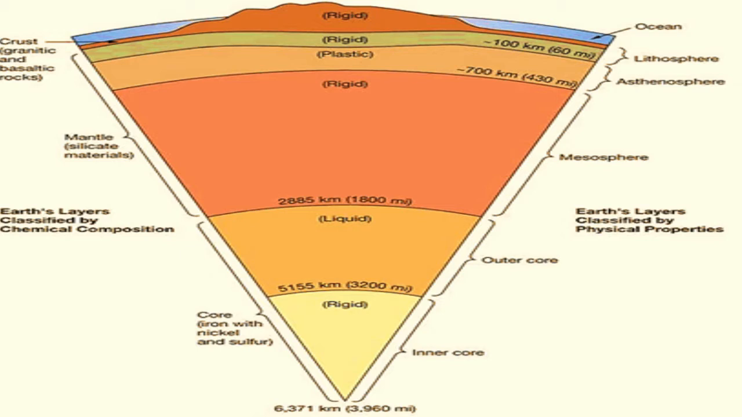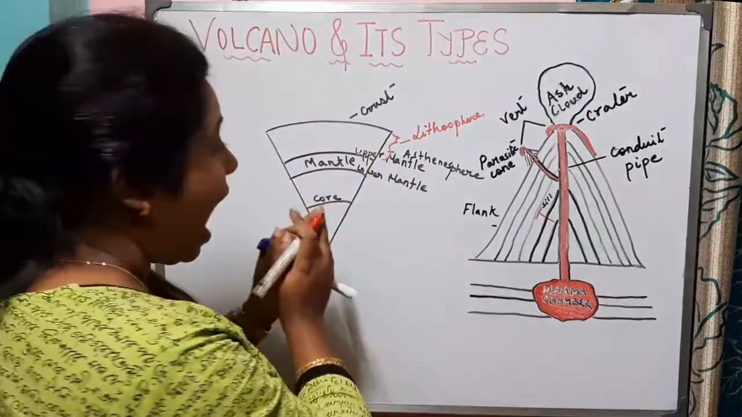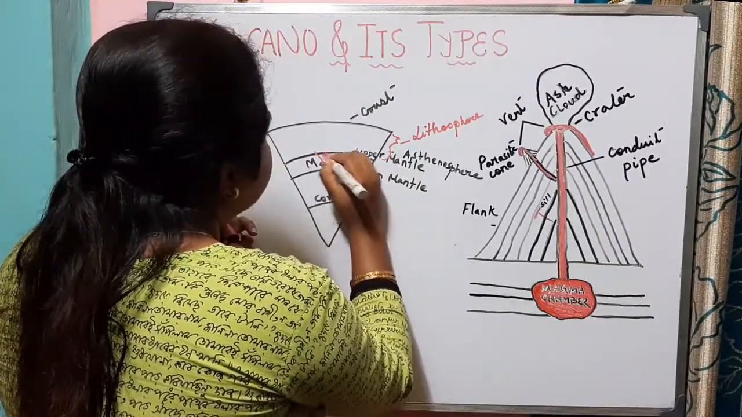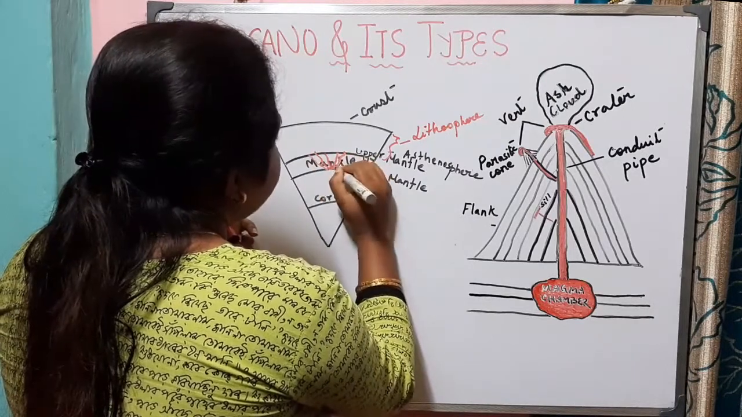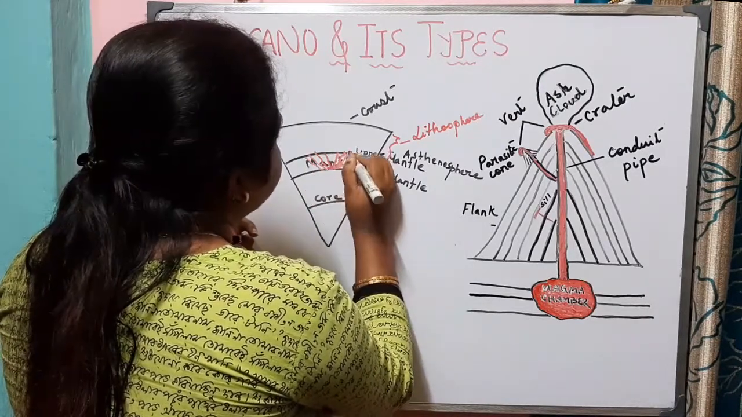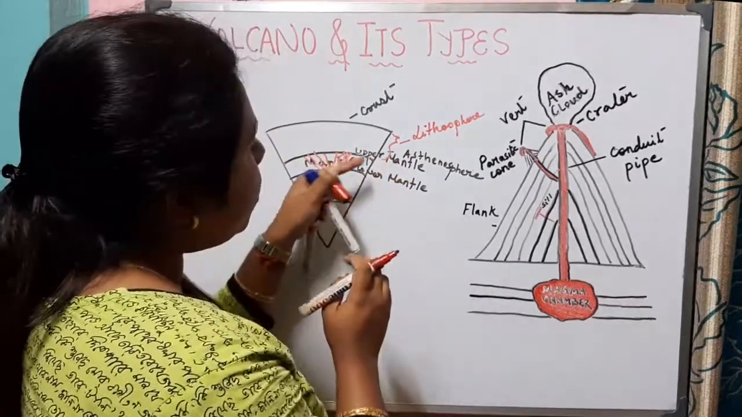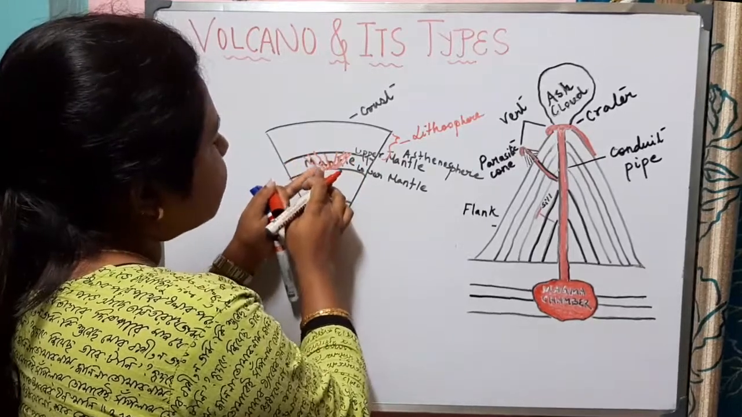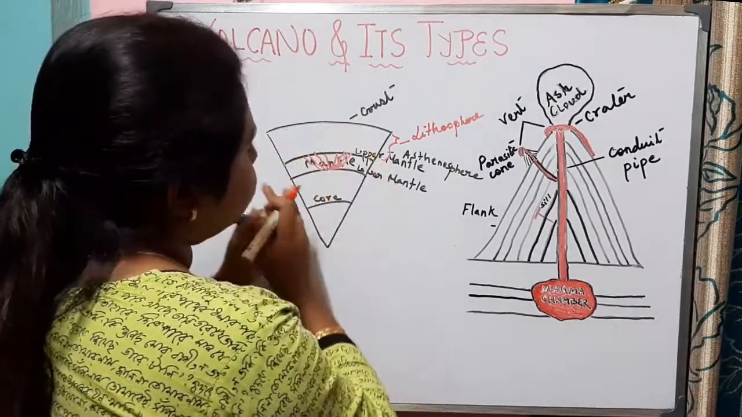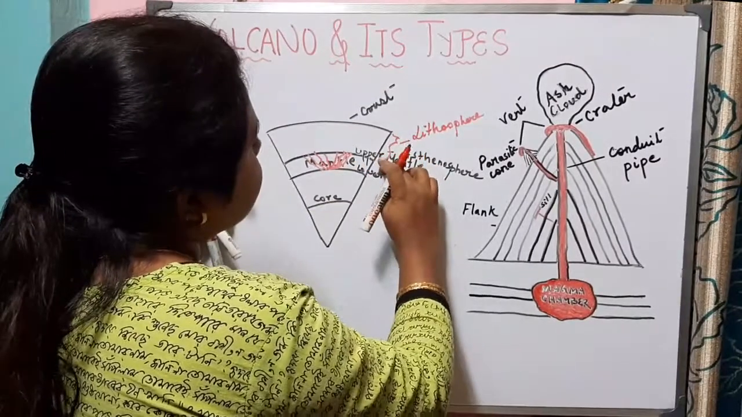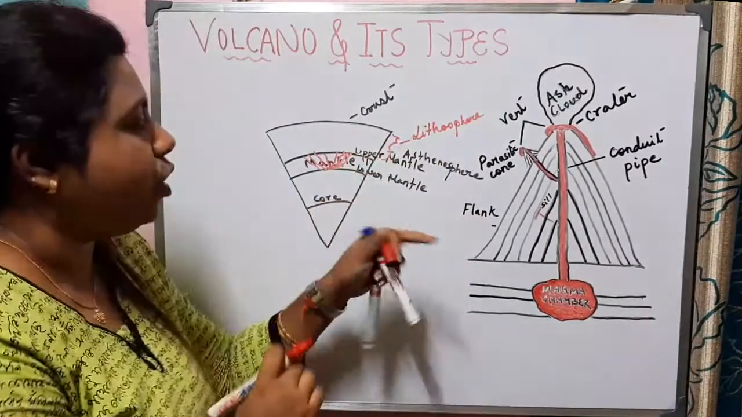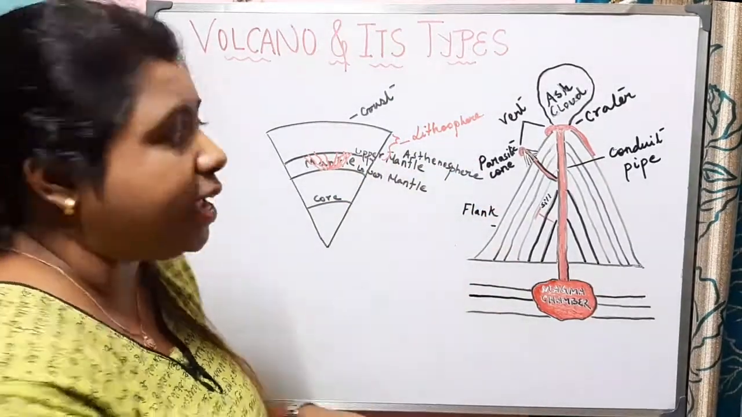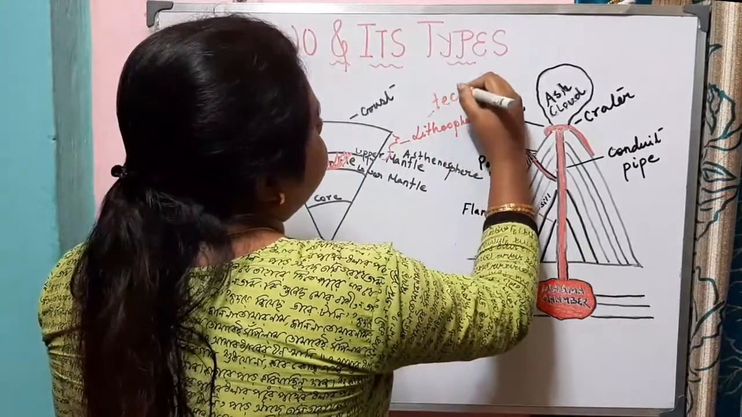As we know, the asthenosphere is a weak zone, and the molten materials reach the earth's crust from where? From the asthenosphere. So from the asthenosphere, which is a weak layer, the molten material reaches the earth's crust. Now as I said, the upper mantle and the crust together form the lithosphere. The lithosphere is broken up into several tectonic plates.